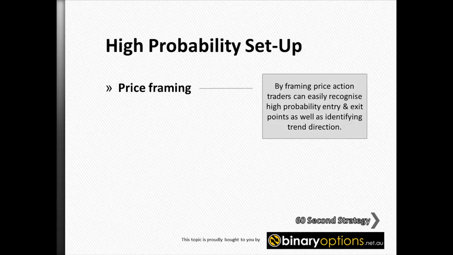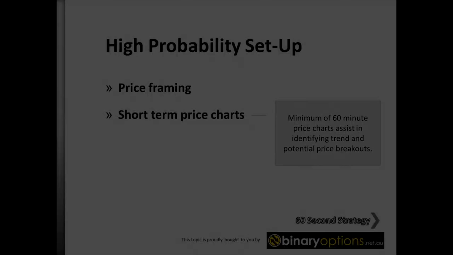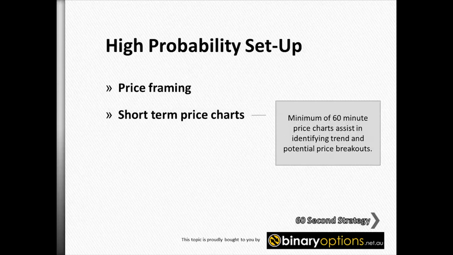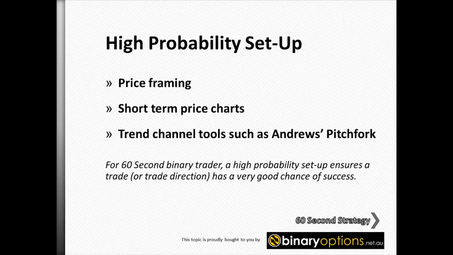To a conservative trader, the success rate is 4 out of 5 times. For a binary options trader to be high probability, a trader will look at a security's price history, considering swing highs and swing lows, trend lines, including support and resistance levels. They will also use price framing techniques, normally on a short-term price chart, to identify these key price action levels and use trend channeling tools such as Andrew's Pitchfork to give the trade the very best chance of success.